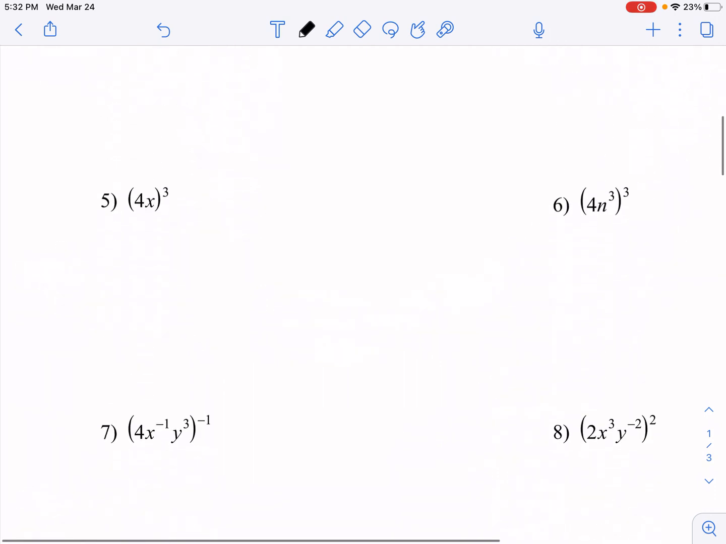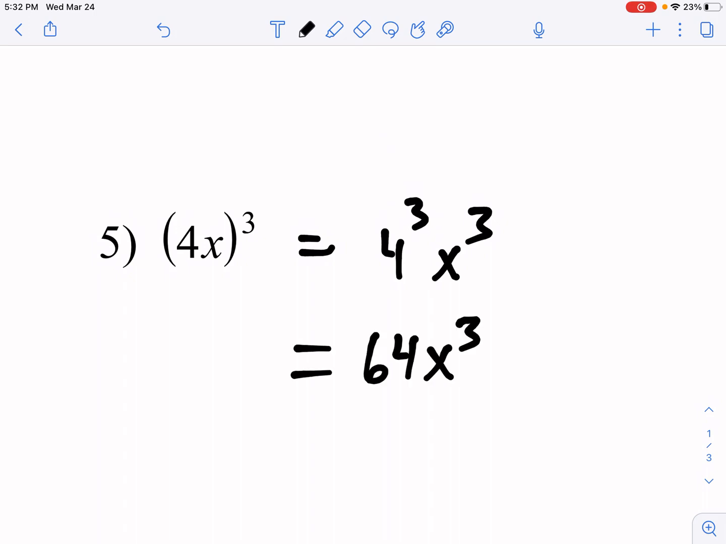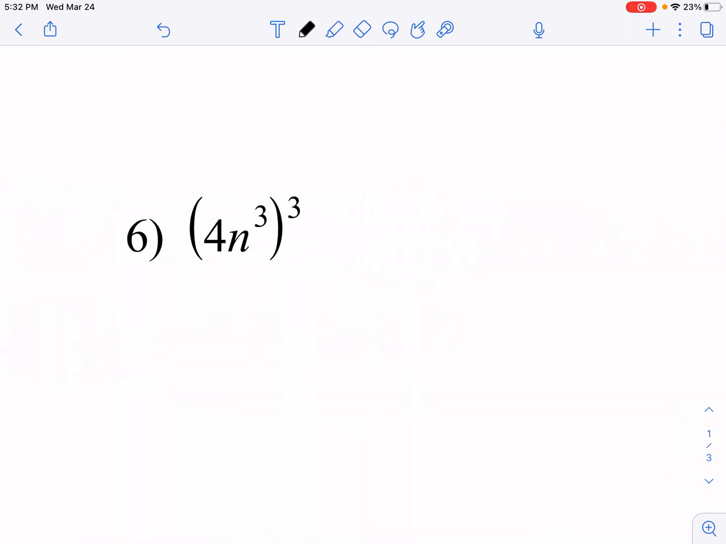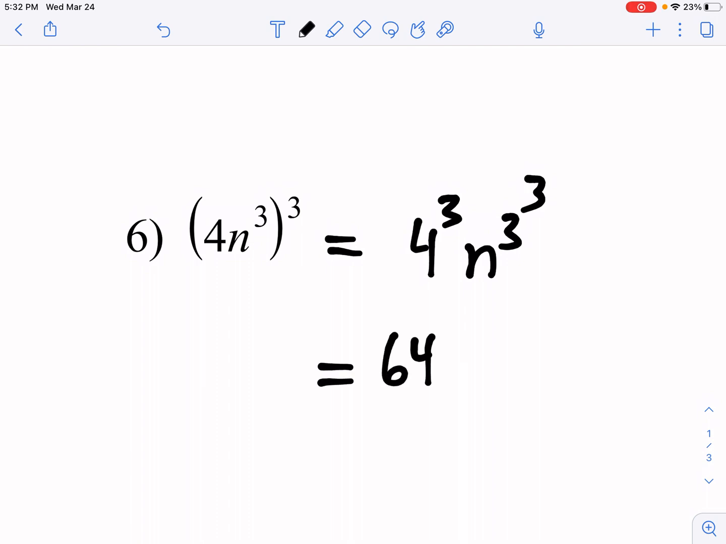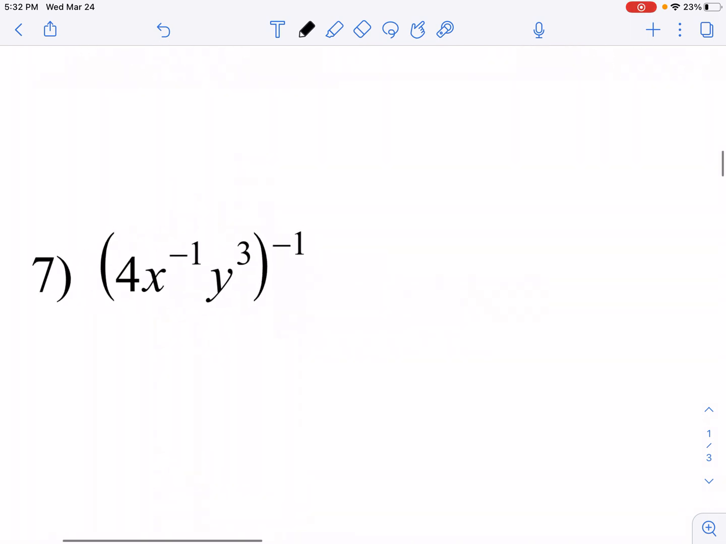Okay, then we have number 5 here. This would be 4 cubed, and then x doesn't have anything either, so it'd just be x cubed. Well, 4 cubed would be 64, and then we would just have x cubed. Okay, number 6, we'd have 4 cubed again, and then we'd have n cubed raised to the third power. 4 cubed would be our 64 again, and then 3 times 3, we get 9. Okay, let's see what else we have. Let's go ahead and do these too, okay?